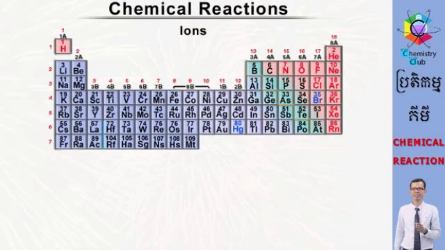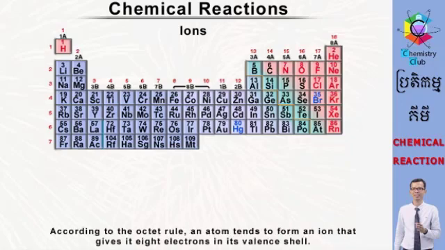Knowing which charges individual elements assume when they form ions is important when balancing equations of chemical reactions. You may have already learned that an atom tends to form an ion or covalent bond that gives it 8 electrons in its valence shell, or outermost shell of electrons. This is known as the Octet Rule.